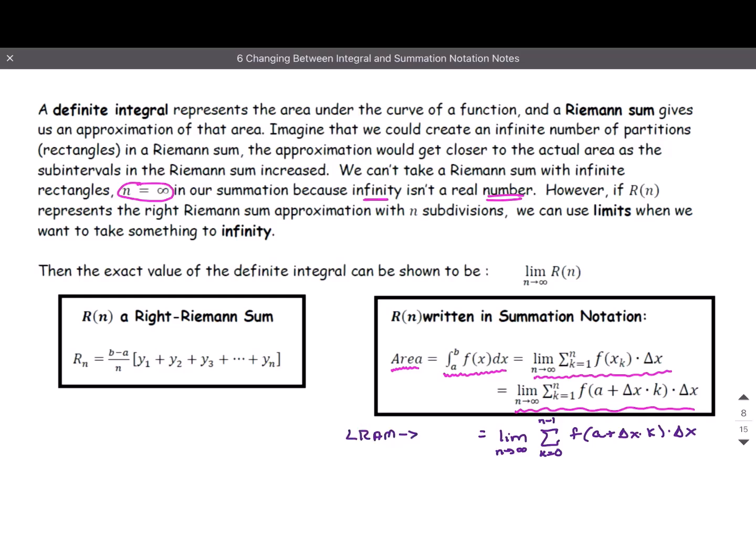And I know that it's equal to the limit as n approaches infinity, the summation of, as k goes from 1 to n, of f of a plus delta x times 2k minus 1 times delta x. That's if I used my MRAM. They are all the same thing.